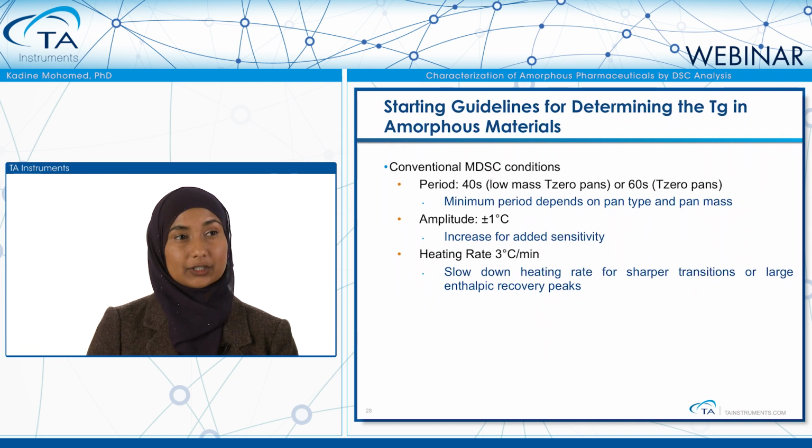And then finally, as the user, you have to define what the average heating rate will be. On average, we're using heating rates from 1 to 5 degrees C per minute. However, the value used would depend on the width or breadth of your glass transition region. Typically, you want to have approximately 4 to 5 modulation cycles through the step change of the glass transition. And this may sometimes necessitate you having to slow down your heating rate.